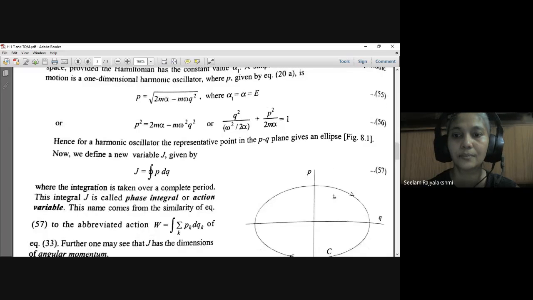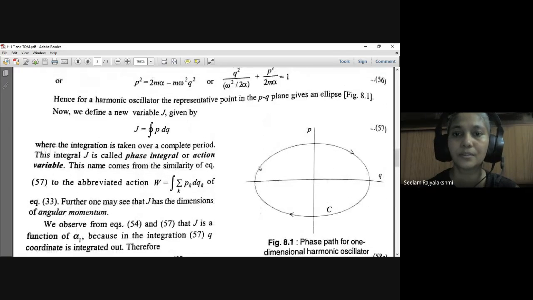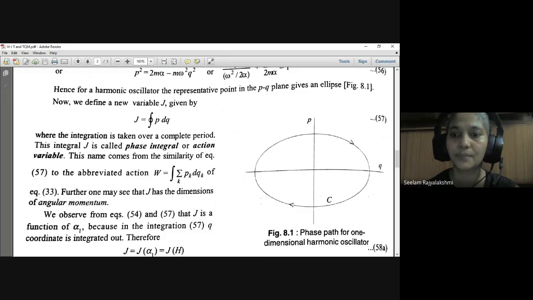Here is the figure for the harmonic oscillator representative point in the pq plane, which gives an elliptical shape, and this is the direction. This is the phase path for the one-dimensional harmonic oscillator. Hence, for the harmonic oscillator, the representative point in the pq plane gives the elliptical orbit.